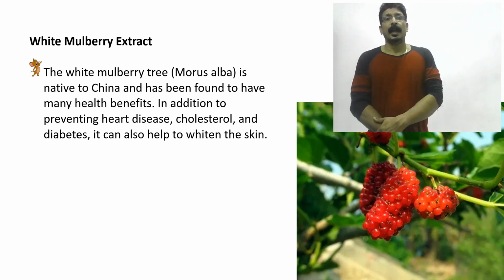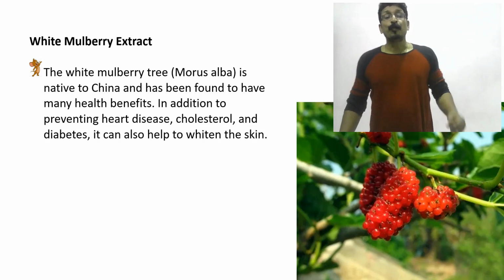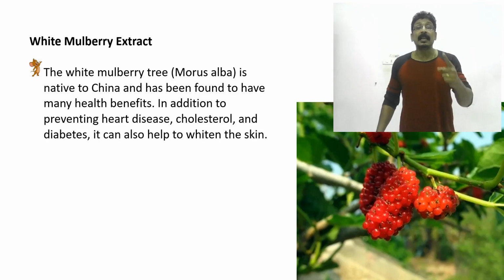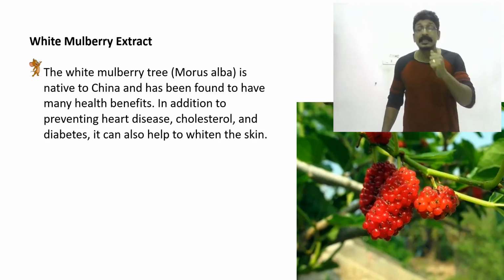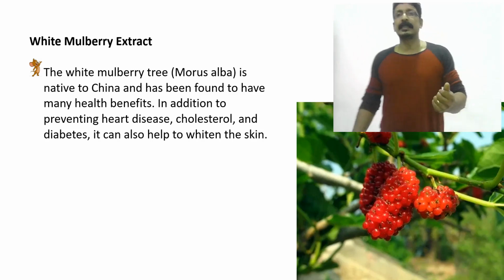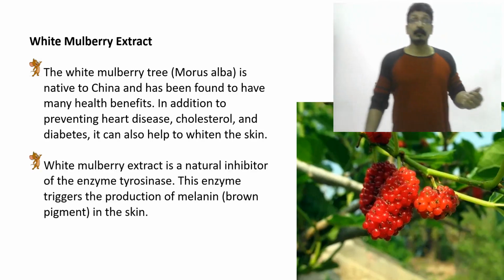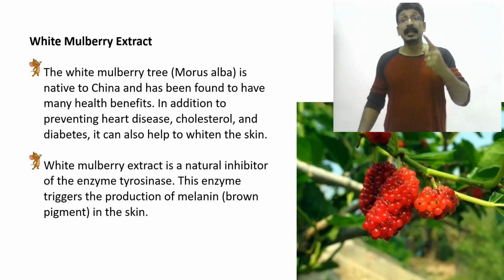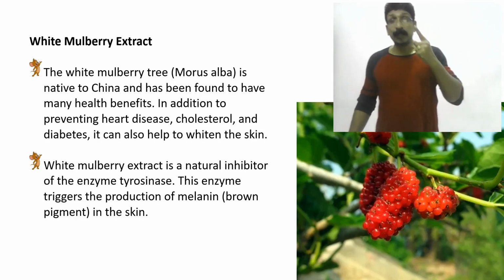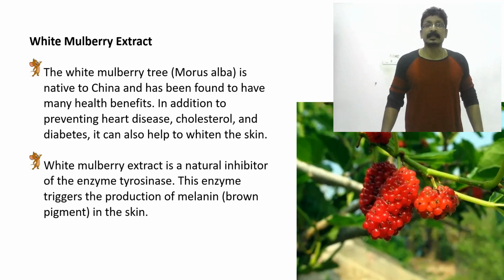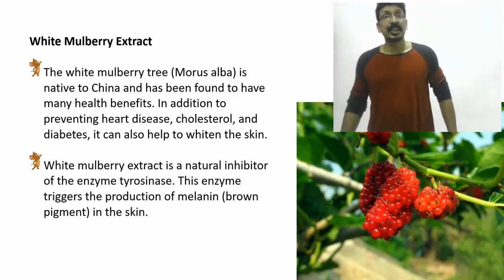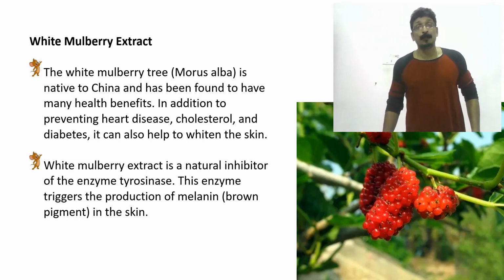In addition to preventing heart disease, cholesterol and diabetes, it can also help whiten the skin, bleaching the skin, brightening the skin. So this is where it has more effect. White mulberry extract is a natural inhibitor of the enzyme tyrosinase, which is responsible for the production of melanin. The enzyme triggers the production of melanin, the brown pigment in the skin.